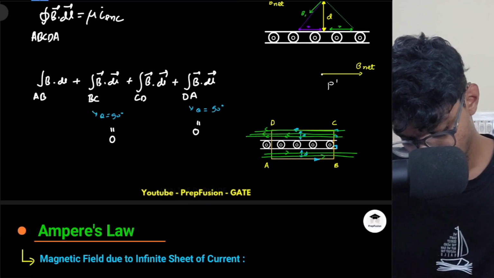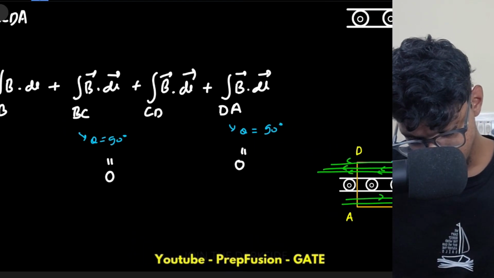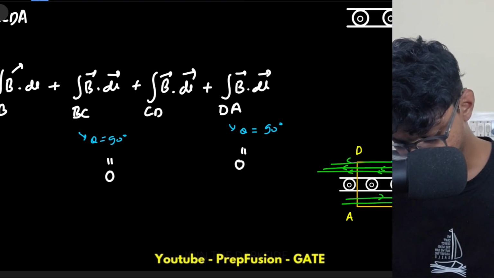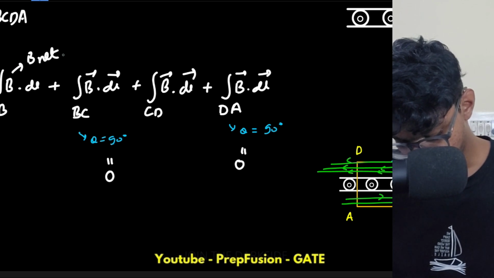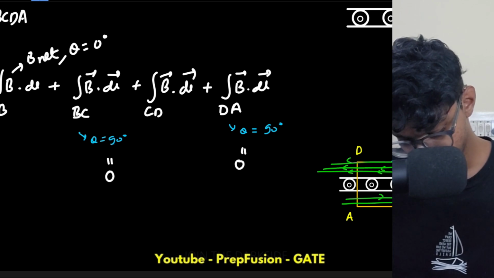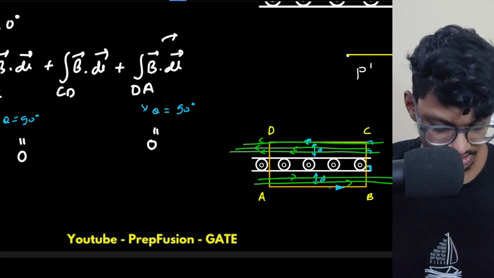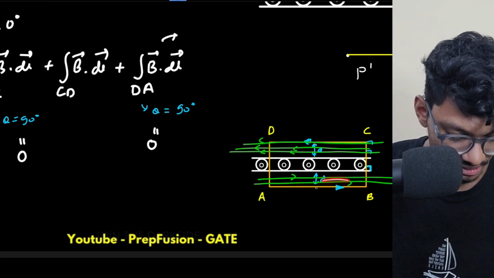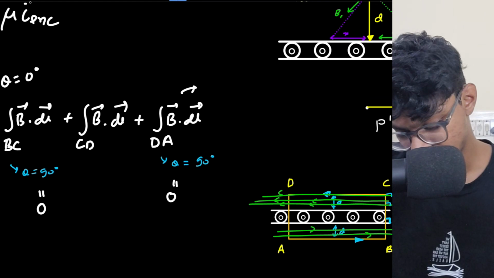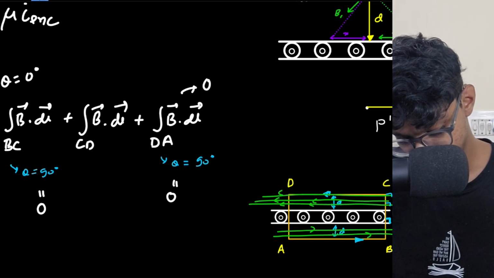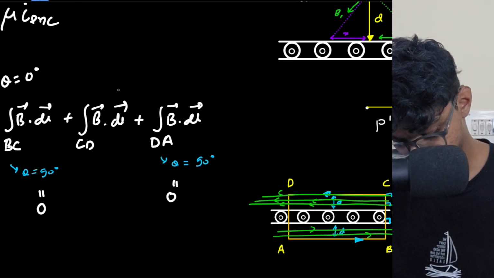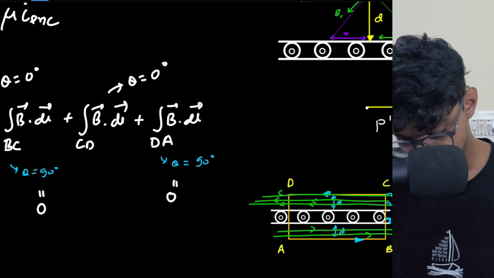So these are 0. What about this? So here I will assume this has B net, magnetic field is B net, and theta is simply 0 degrees. This also, here also theta is 0. Surprisingly, here also theta is 0, right? My magnetic field and the direction of the loop is in the same direction. So here also theta, not this, sorry, this one. Theta is 0 and this is the B net.